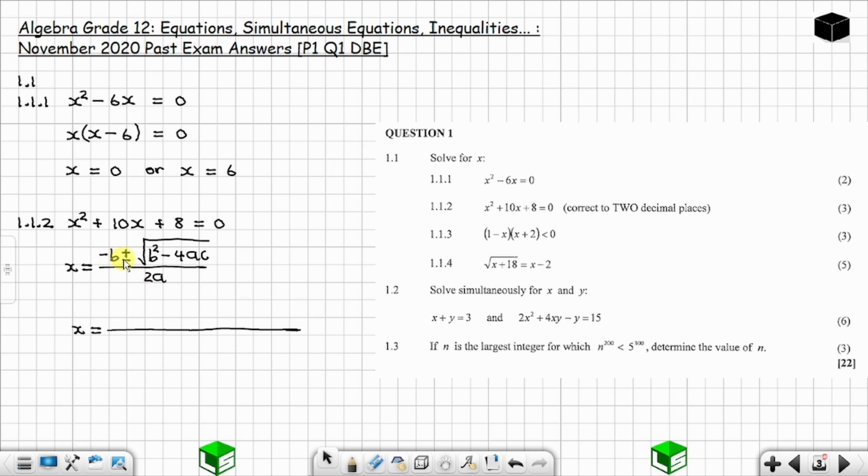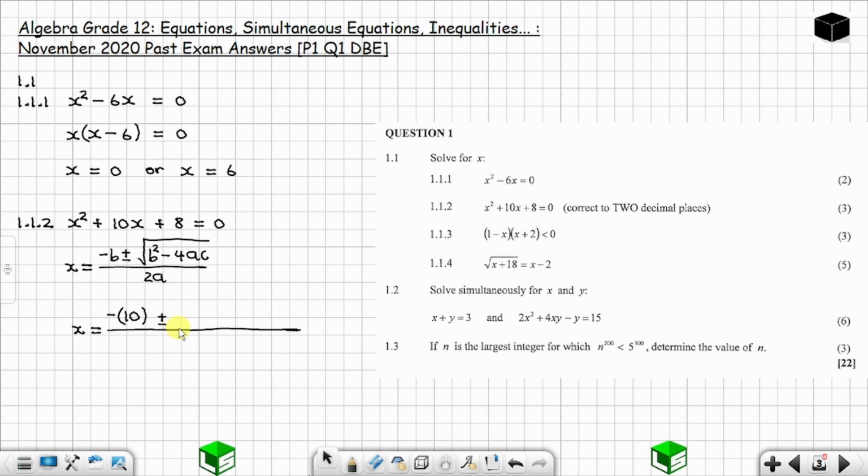you have negative b. What is your b? Your b is 10. Remember, a is 1, b is 10, and c is 8. So just like in alphabetical order, you have a, b, and c. Your b is 10. So you have negative b, it's negative 10, plus or negative, you have plus or negative there.